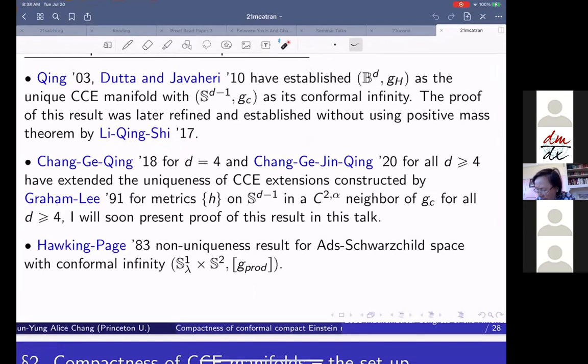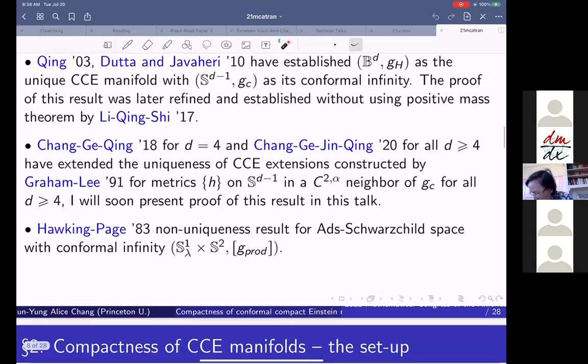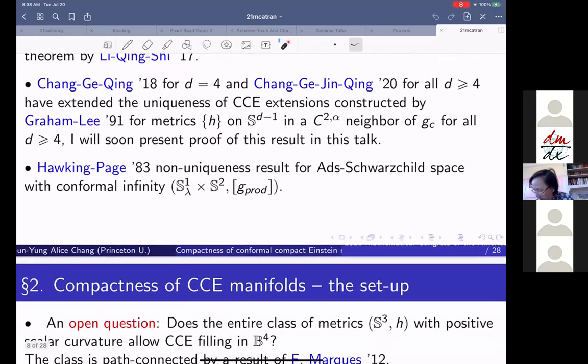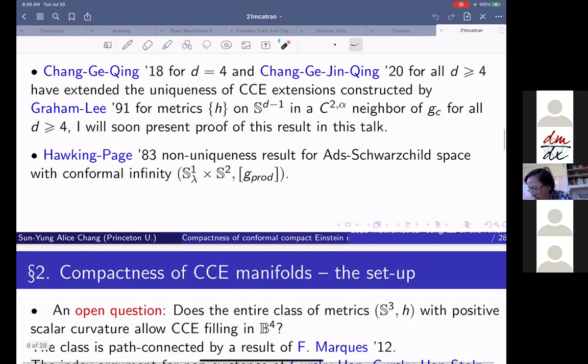And now I want to report my own result, which I will report today in this talk, about the uniqueness for dimension d bigger than or equal to 4 of the Graham-Lee metric. Graham-Lee, remember, for H in a neighborhood of the canonical metric, you have a filling-in. And our result is to say the Graham-Lee filling-in is unique. So it's a perturbation result, but it's a uniqueness result. I will present the proof today. And let me recall that in fact, we know that there are examples such that given the same boundary, you have different filling-ins. So the filling-in is by no means unique.